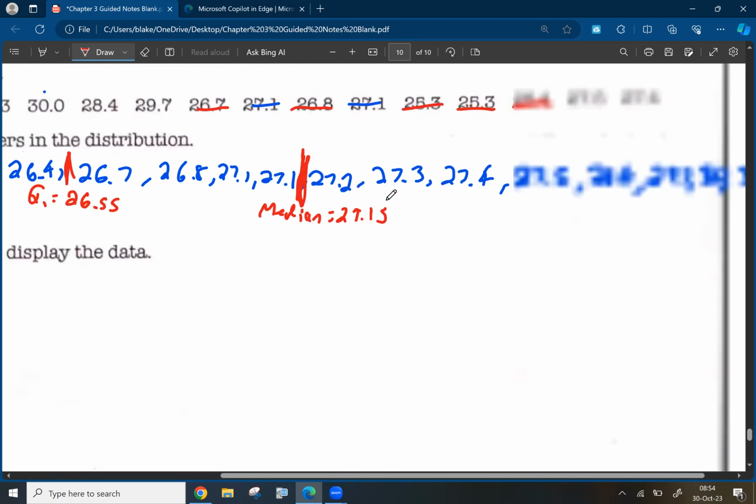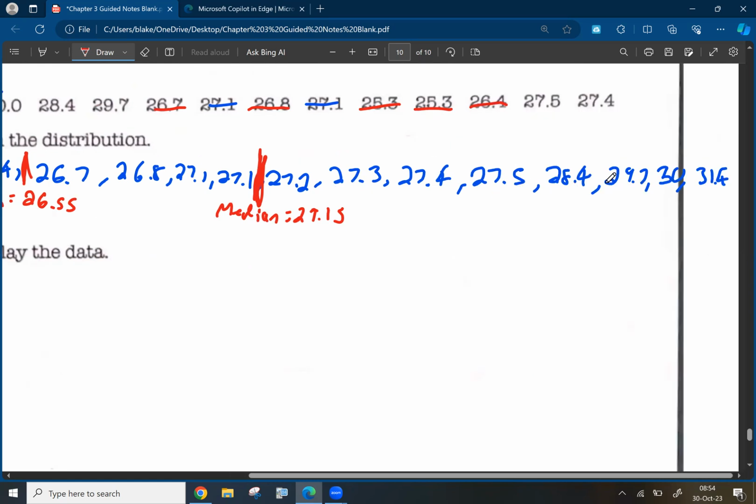All right, so there's Q1. Now we'll go to Q3. Remember, Q3 is going to be the median of the second half. So these 8 values. So the median is going to be right between these ones. 4 values here, 4 values there. So this is Q3. And so you add these two up, 27.5 plus 28.4, and then divide by 2. This comes out to 27.95.